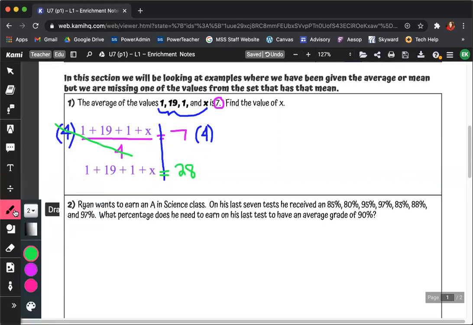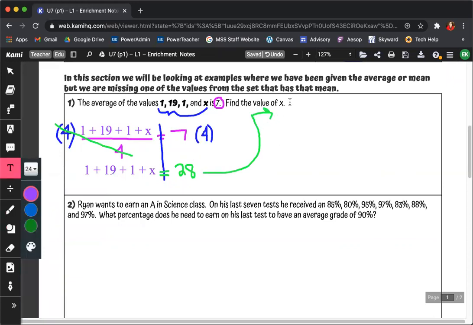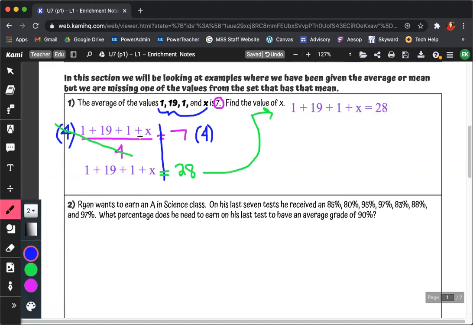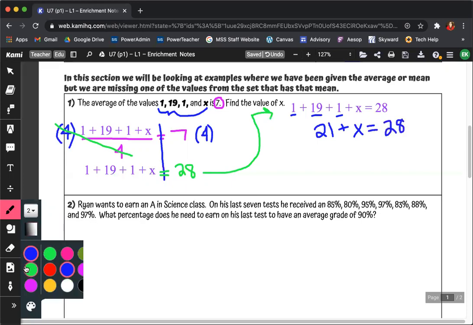So I'm going to rewrite this up here because we ran out of room. I've got 1 plus 19 plus 1 plus x equals 28. What I'm going to do is simplify by adding the numbers together. So 1 plus 19 plus 1 is 21, plus x equals 28. Now we've got a basic one-step equation that we can solve.